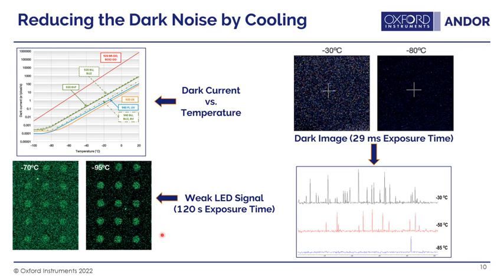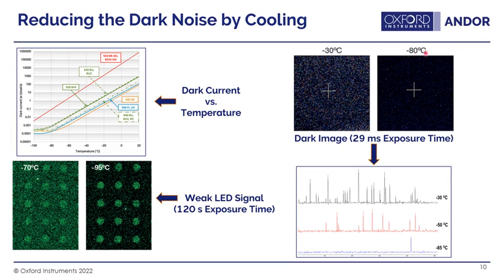Here we have an exposure of a weak LED on the same sensor with the same exposure times, where the sensor is cooled down to two different temperatures, -70 degrees Celsius and -95 degrees Celsius. And you can see the additional cooling really cleans up this image, and that's because we're reducing the dark current at this lower temperature.